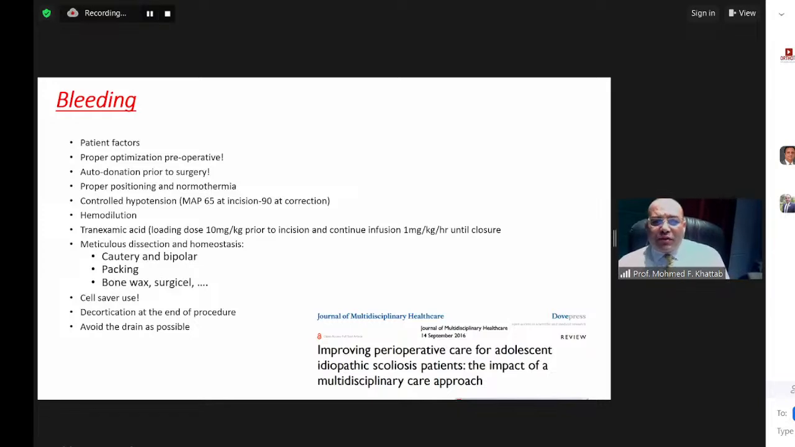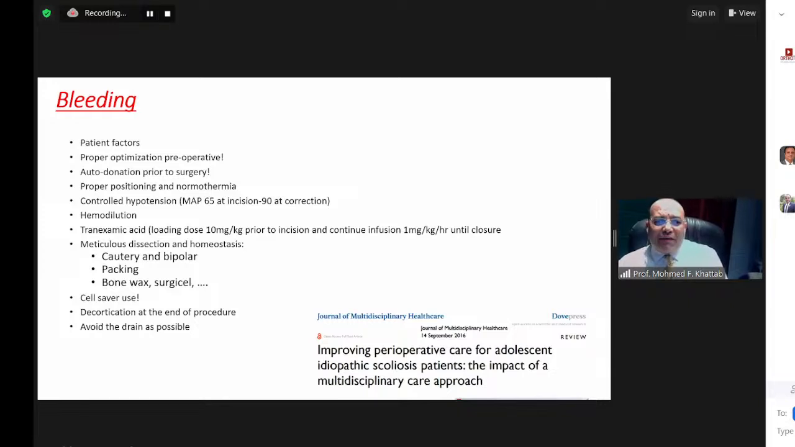And of course, proper positioning of the patient is mandatory to avoid pressure over the abdomen. This decreases the bleeding from the engorged epidural veins. Normothermia and using the blanket to avoid hypothermia is important to decrease the bleeding. During the section, control the hypotension, mean arterial pressure around 65 millimeters of mercury is important, and increase the mean arterial pressure to around 90 while doing the correction maneuvers. By this means you decrease the incidence of cord insult.